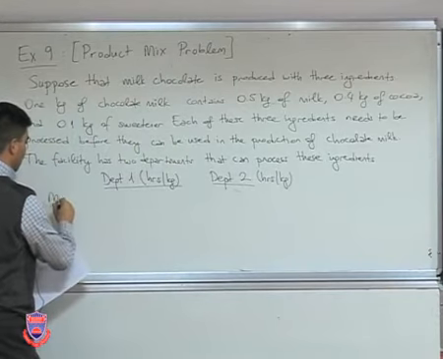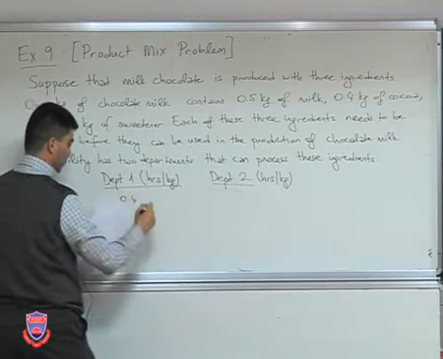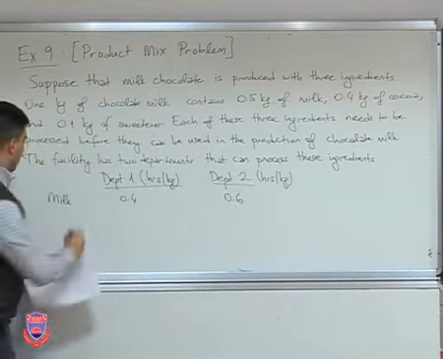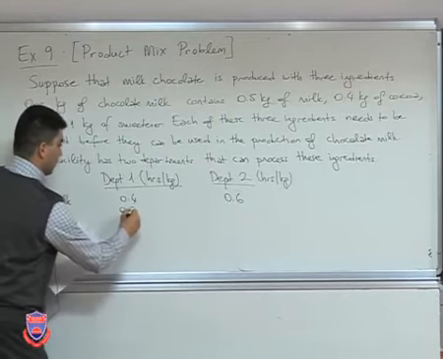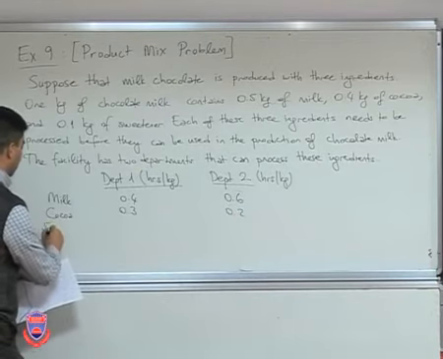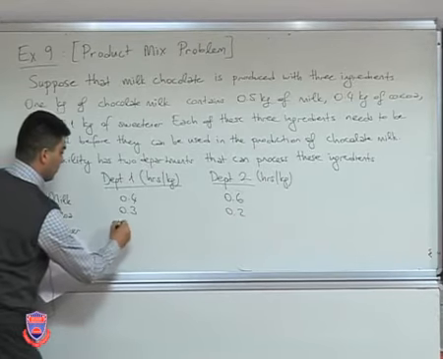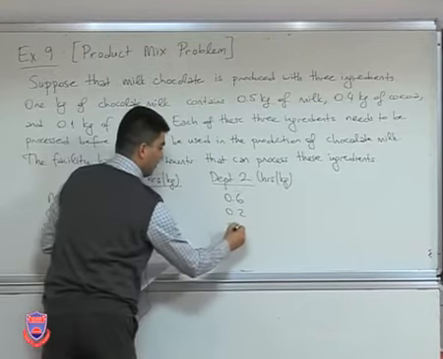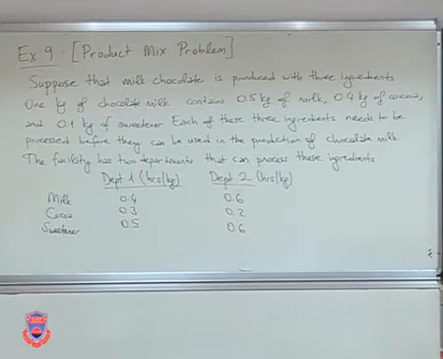So milk can be processed in department 1 at a rate of 0.4 hours per kilogram, and at department 2, it's 0.6 hours per kilogram. Then the second ingredient, cocoa, can be processed at a rate of 0.3 hours per kilogram in department 1 and 0.2 in department 2. And finally, sweetener can be processed at a rate of 0.5 hours per kilogram in department 1 and 0.6 hours per kilogram in department 2. So this is similar to the previous examples that we have seen.